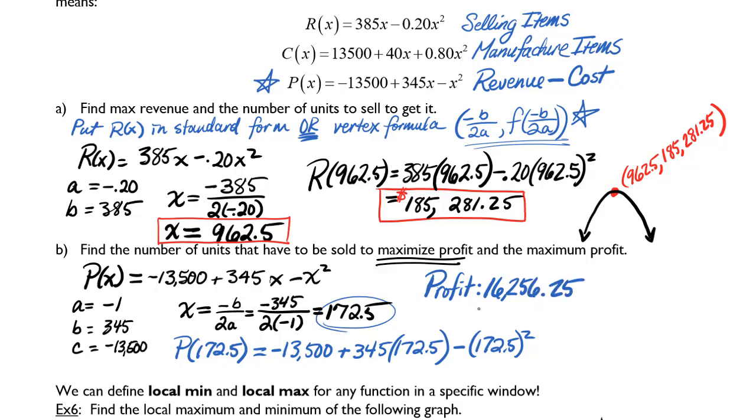And that's way better than just a revenue function, because who knows, if you're making 962.5 items, that doesn't necessarily mean that you can pay for your costs with your revenue. Sometimes if you make a huge number of items, you won't necessarily be able to cover your costs because cost gets higher as you increase production. Sometimes, not always. So in this case, our profit is $16,256.25 when we manufacture 172.5 items.